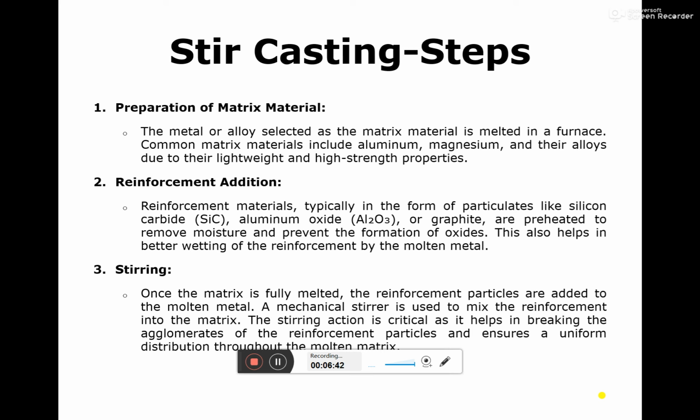It makes sure that whatever agglomerates form during the process, it will break those reinforcement particles and ensure that these particles are distributed thoroughly throughout the molten matrix. So that is the main purpose. Why we are going to perform the stirring action is so that the entire reinforcement material should properly mix in the metal matrix. For that we are going to perform the stirring.